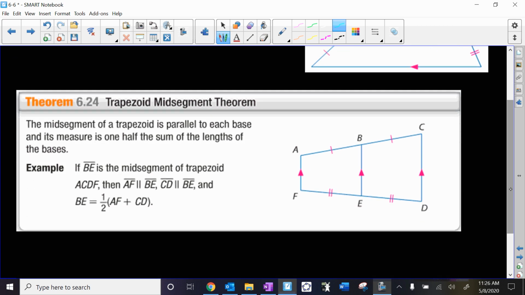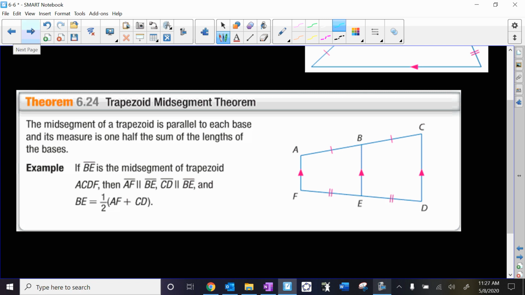And in order to find the midsegment, we're going to take our bases, which in this case are parallel sides. So we're going to find the length of AF and CD. We add them together, and then we divide by 2. Your book multiplies it by a half. That's the same thing.